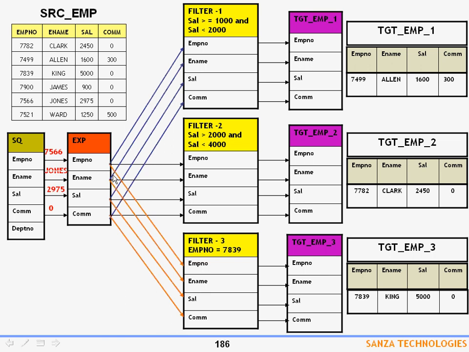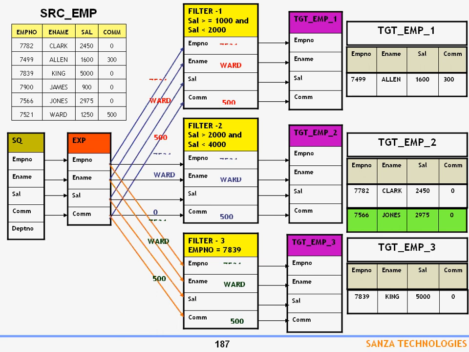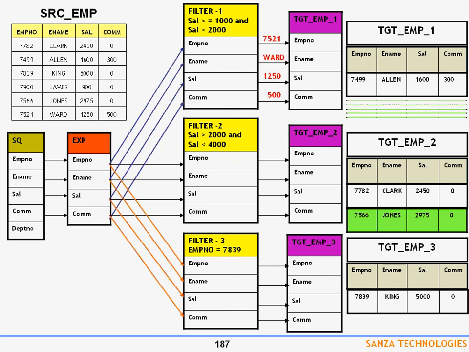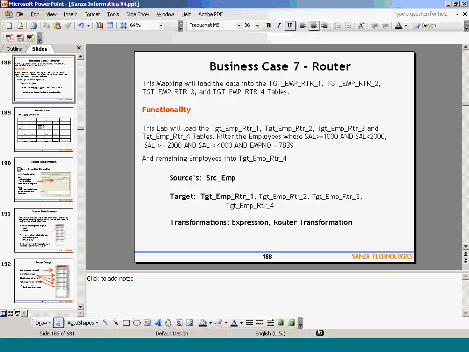So the next record comes in, 7566 Jones. It is tested for the filter conditions. It will satisfy the second filter condition, so it goes out and loads the data into the second target. Last record comes in, 7521. It satisfies the first filter condition, and goes to the first target table. So this is how it will load the data in your filter transformation. So filter will load the data into multiple targets.